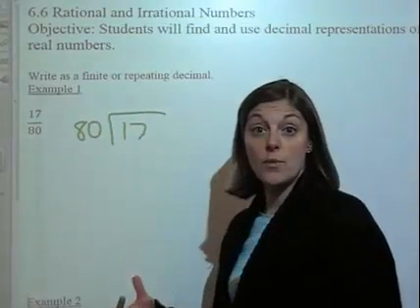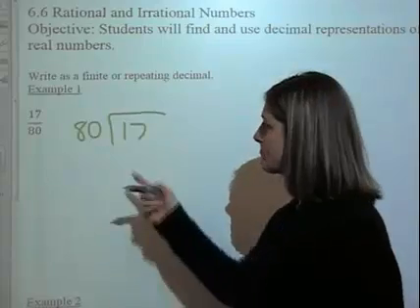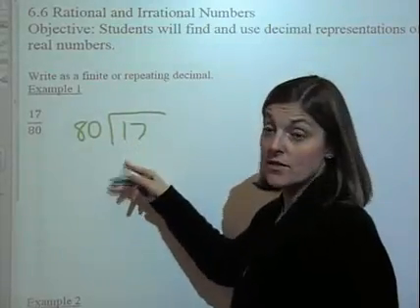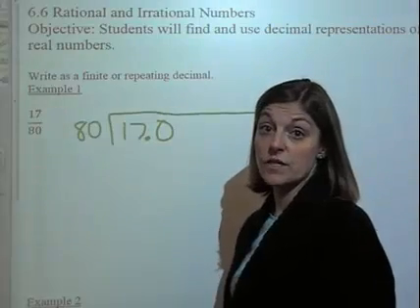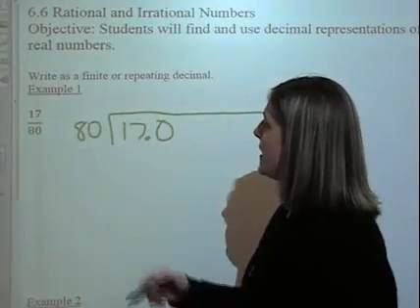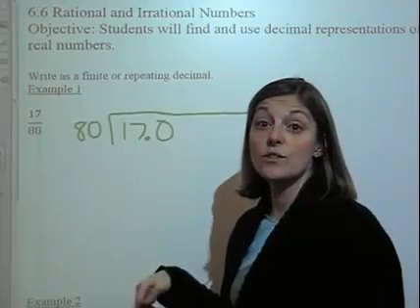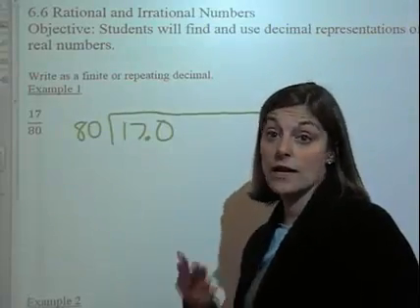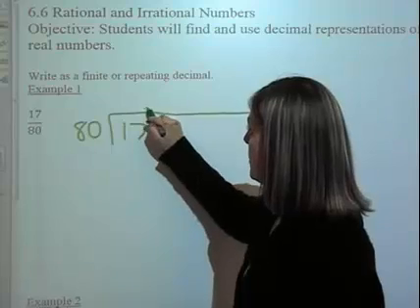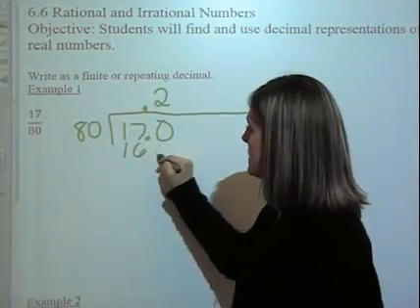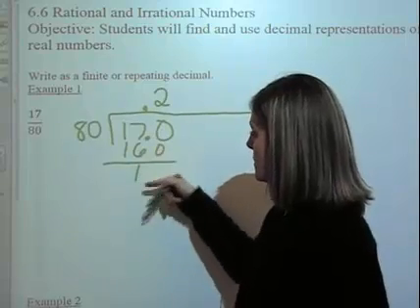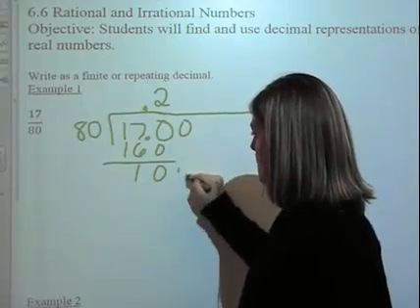So hopefully we remember that with our long division, we know that 80 is bigger than 17, so we need a decimal point and a placeholder of 0. Okay? And then we know that 80 will go into 170 2 times. So bring your decimal point up. Okay? And then 80 times 2 is 160. And subtract, then bring down your 0.